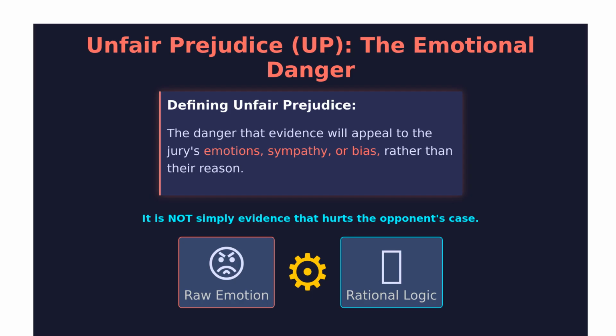Instead, unfair prejudice refers specifically to the danger that the evidence will inflame the jury's passions, appeal to their sympathy, or trigger irrational bias against a party, leading them to decide the case based on emotion rather than the facts presented. This emotional response distracts the jury from their duty to reason logically about the evidence. Therefore, when applying Rule 403, the court's primary concern is isolating and measuring this potential for emotional manipulation versus the evidence's actual ability to prove a fact of consequence.